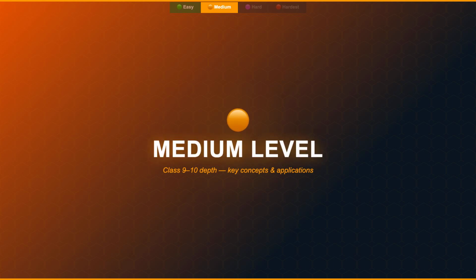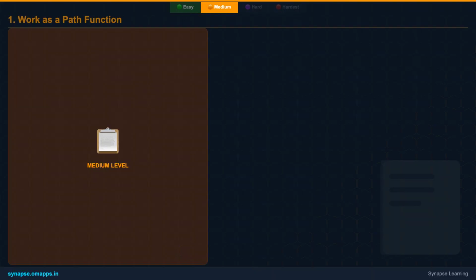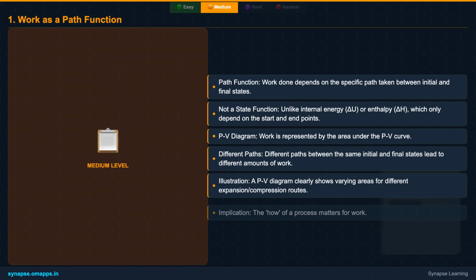Alright, let's deepen our understanding of thermodynamic work, exploring its nature and different types. An important characteristic of work in thermodynamics is that it's a path function. This means the amount of work done depends entirely on the specific path taken during a process, not just on the initial and final states. Think of climbing a mountain. The energy you expend depends on whether you take a steep, direct path or a winding, gradual one.